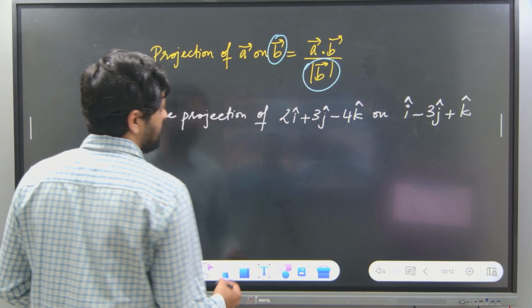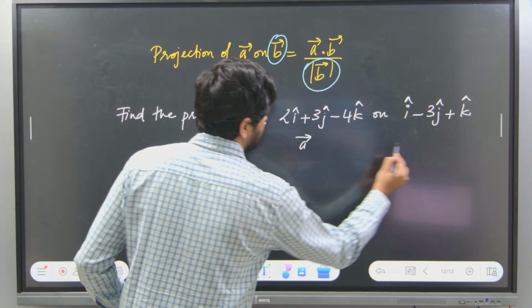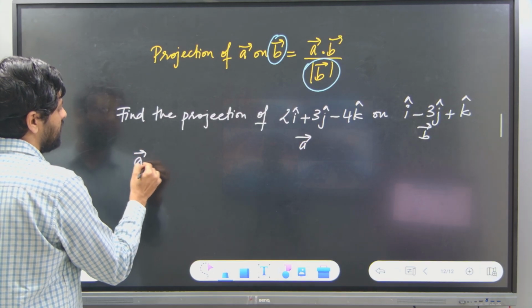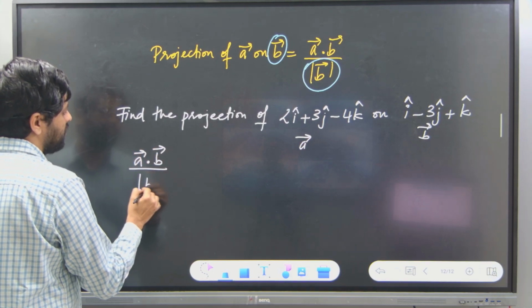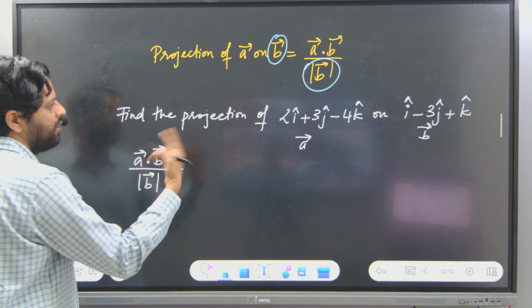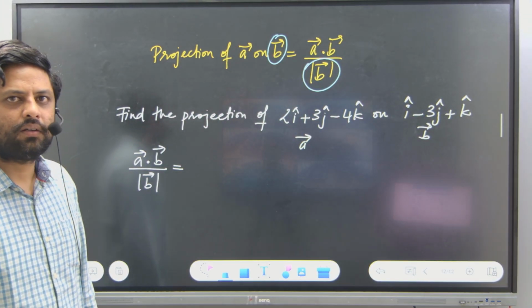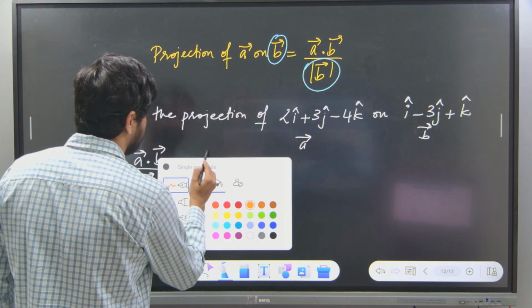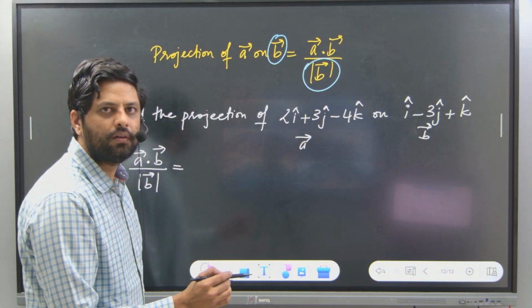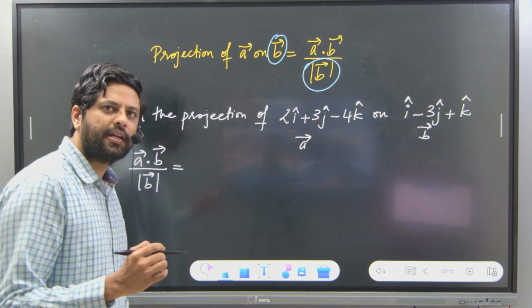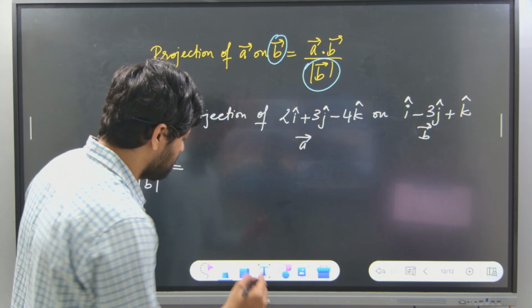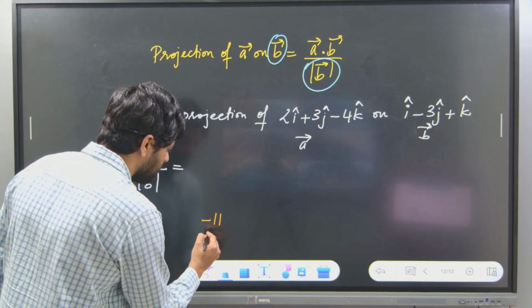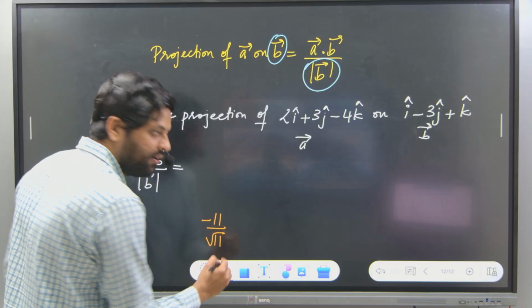Okay, consider one of them as A, one of them as B. If you're confused, do it directly. So projection of A on B means A dot B divided by magnitude of B vector. A dot B, how can we do A dot B? By component form. Can anyone tell me the answer? Minus 11 by root 11?